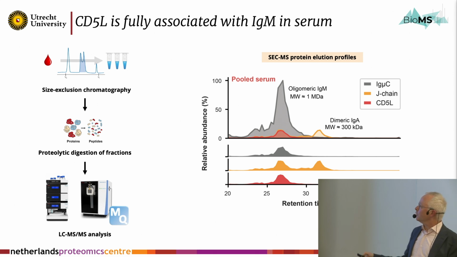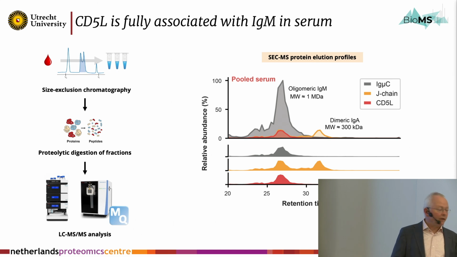Now, if you look at the patterns of elution, here is the elution of IgM, here the elution of the J chain, and here the elution of CD5L. And you see that these elution patterns are identical. So the whole of CD5L is not eluting here, but is really eluting together with IgM. So this really shows evidence that it is one complex. Now, for those of you that are very sharp, you say, hey, but the J chain has actually 2 maxima. Yeah, this is the J chain in IgM, and this is the J chain in IgA. So that makes sense that it actually has these 2 peaks.